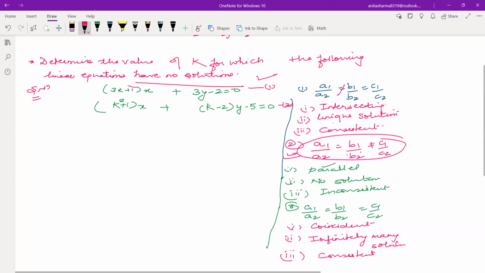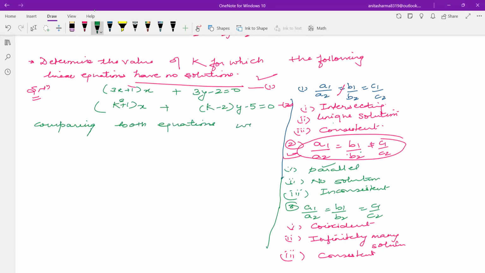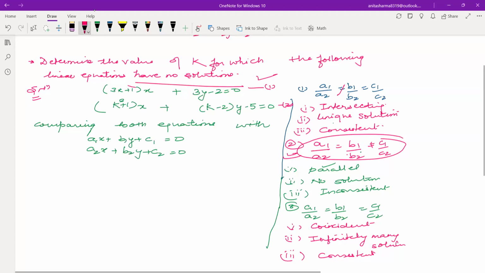So you will write first of all, comparing both equations with A1x plus B1y plus C1 is equal to 0 and A2x plus B2y plus C2 is equal to 0. Okay. So next, now compare. Here the coefficient of x is what?